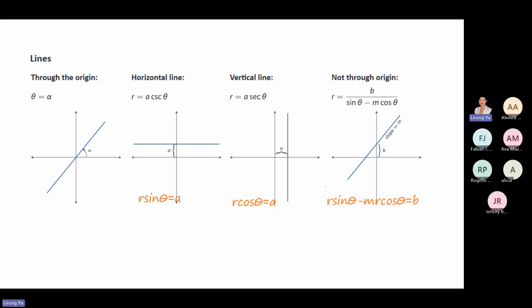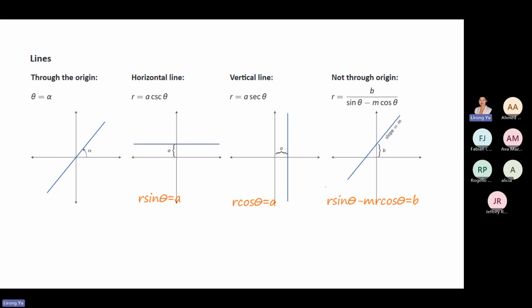If it's a vertical line, x equals a, and x equals r cosine theta, so r equals a over cosine theta, which is a times secant theta. So this represents the horizontal line and the vertical line.